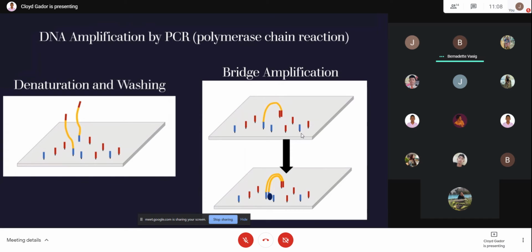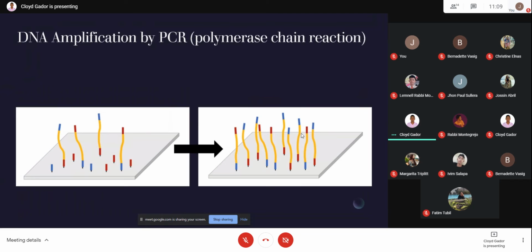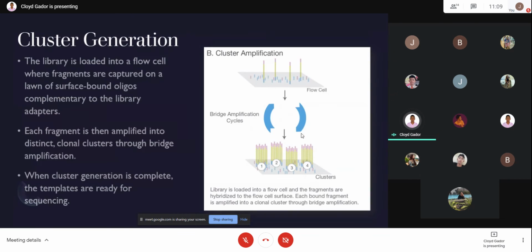Okay, continue, Mr. Gador. So this process will be repeated for several rounds until it generates multiple copies of the single genomic DNA fragment. So we now have the reverse and forward strands from our copy, and then the reverse strands will be cleaved, and then sequencing will be done next.